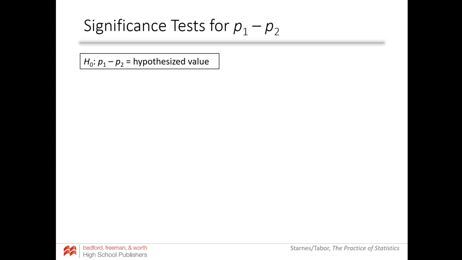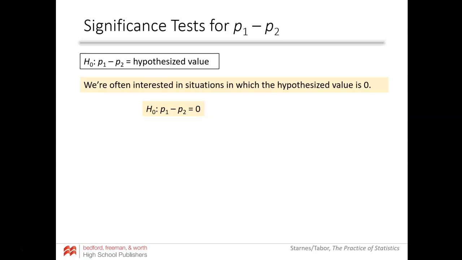In order for the null hypothesis to look correct for what we're going to use today, it has to look like this: P1 minus P2 equals a hypothesized value. Now, generally, the hypothesized value is often 0, meaning that the null hypothesis is there's no difference between the two treatments or whatever we're doing. Not always, but often.